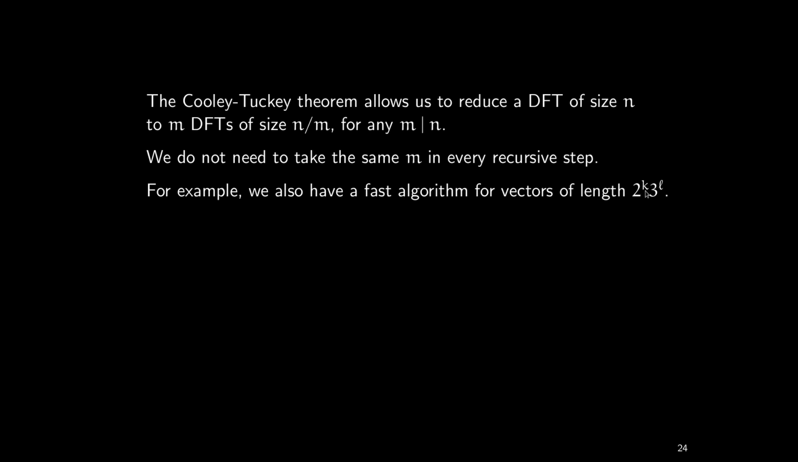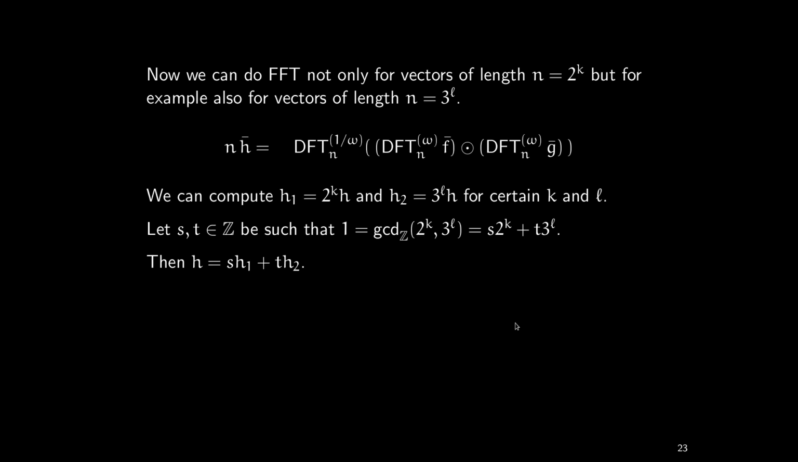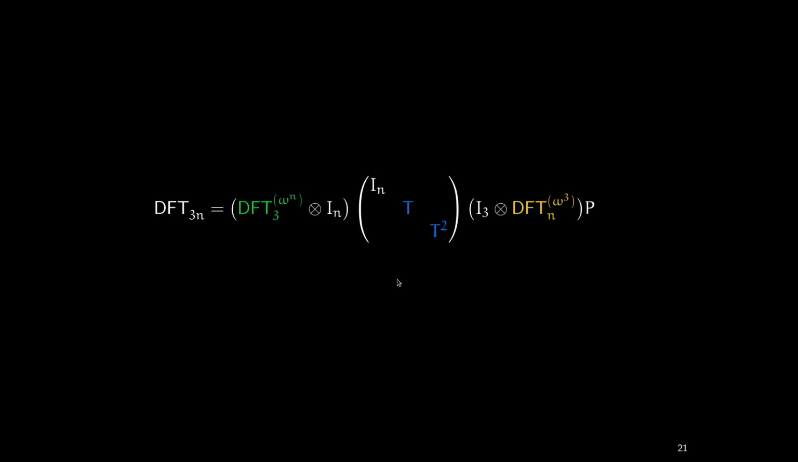And the Cooley-Tukey decomposition doesn't only work for 2 and 3, it works for any m. So I could say that the theorem gives us a fast algorithm that reduces the problem of computing the DFT of vectors of arbitrary length to the problem of computing DFT of vectors of prime length, because that's what still has to be done on this side. So here, this is where the DFT m still has to happen.